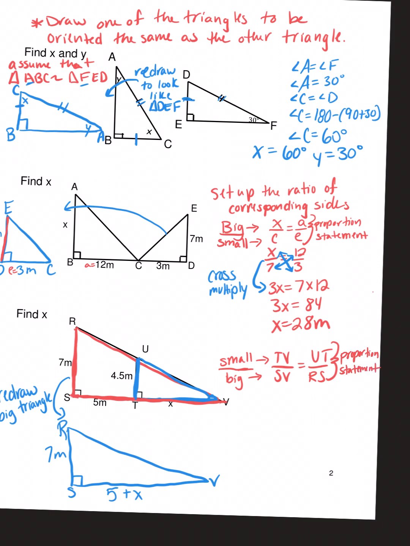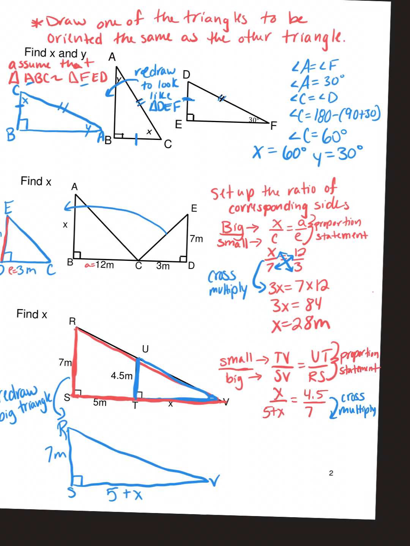So TV is represented as x. SV is 5 plus x. And we're going to set that equal to UT, which was 4.5, and RS, which was 7. So once again, I'm going to cross multiply to solve. I'm just going to make that note so we remember. So from here, the algebra we're going to use is going to be cross multiply.